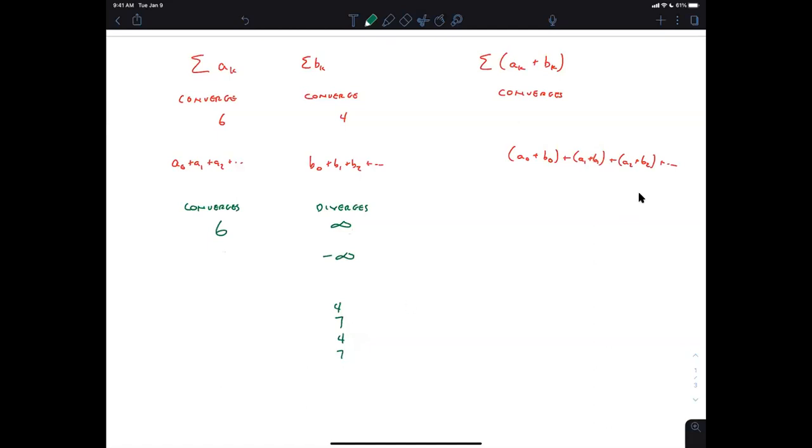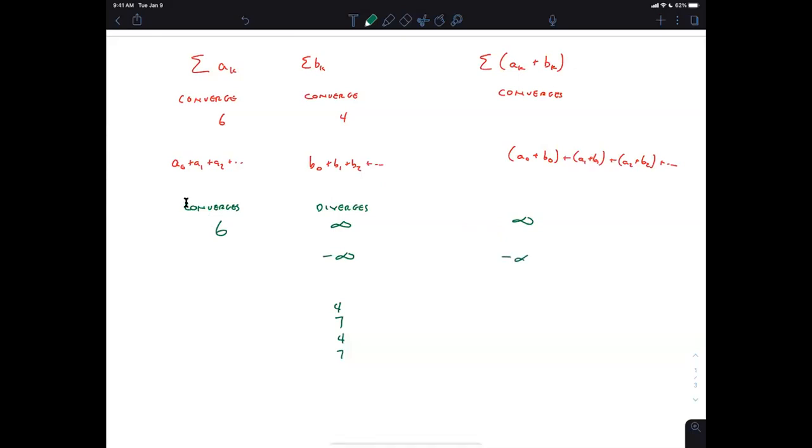All right, so if this one goes to infinity and this one goes to 6, what do you think the one over here does? This A_k plus B_k, what would it do? It would go to infinity. So 6 plus infinity is infinity. What happens if this one goes to 6 and this one goes to negative infinity? What would the one over here do? Negative infinity.